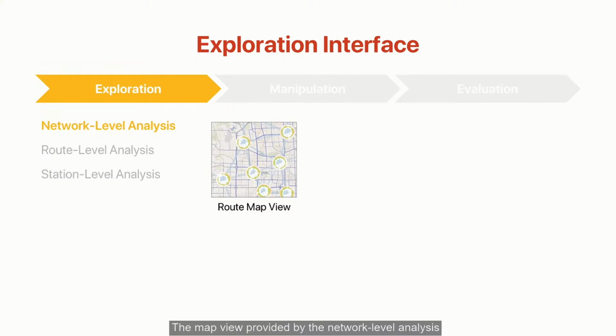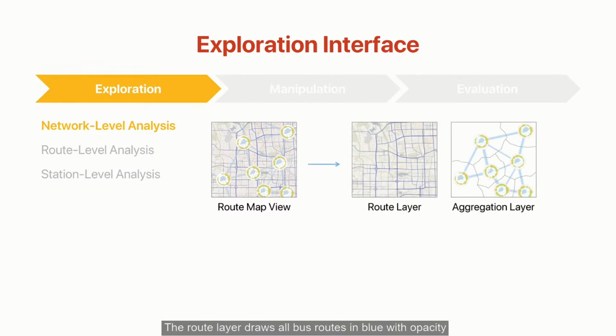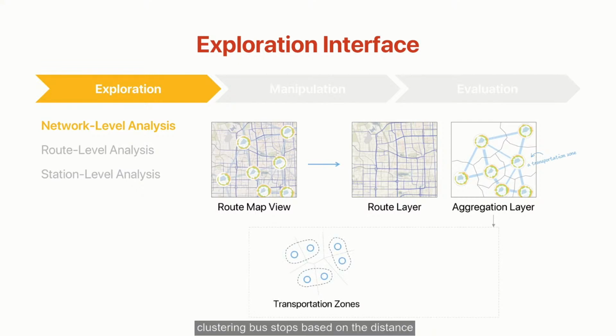The map view provided by the network level analysis comprises the route and the aggregation layers. The route layer draws all bus routes in blue with opacity, and the aggregation layer shows the aggregate statistics of transportation zones with a node-link diagram. The transportation zones are obtained by clustering bus stops based on the distance. Moreover, a zone glyph is placed at the center of each zone to summarize its key statistics.